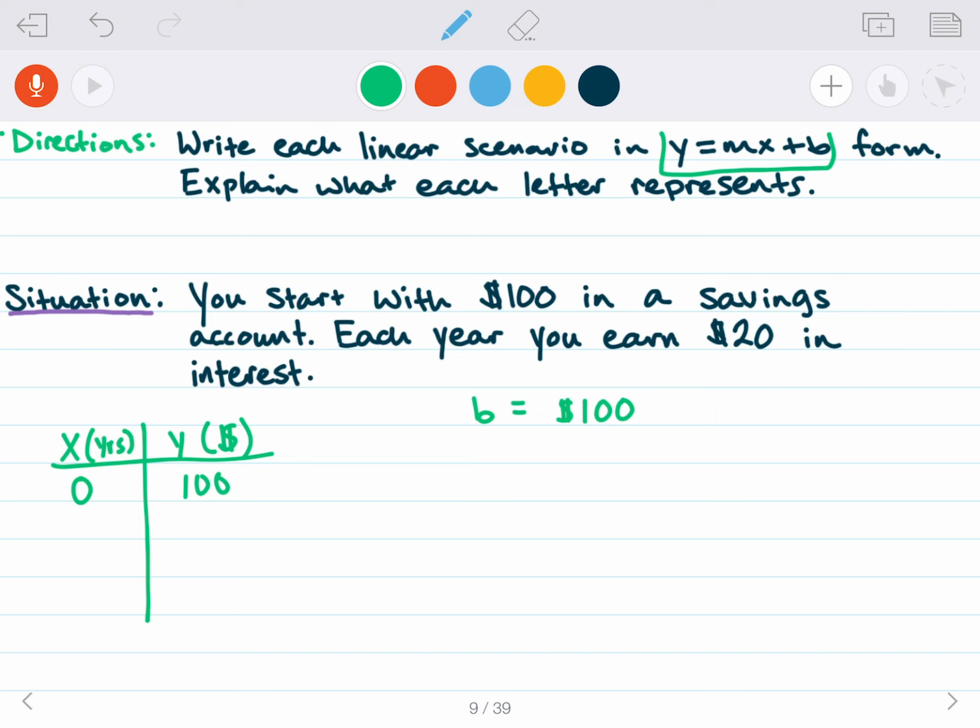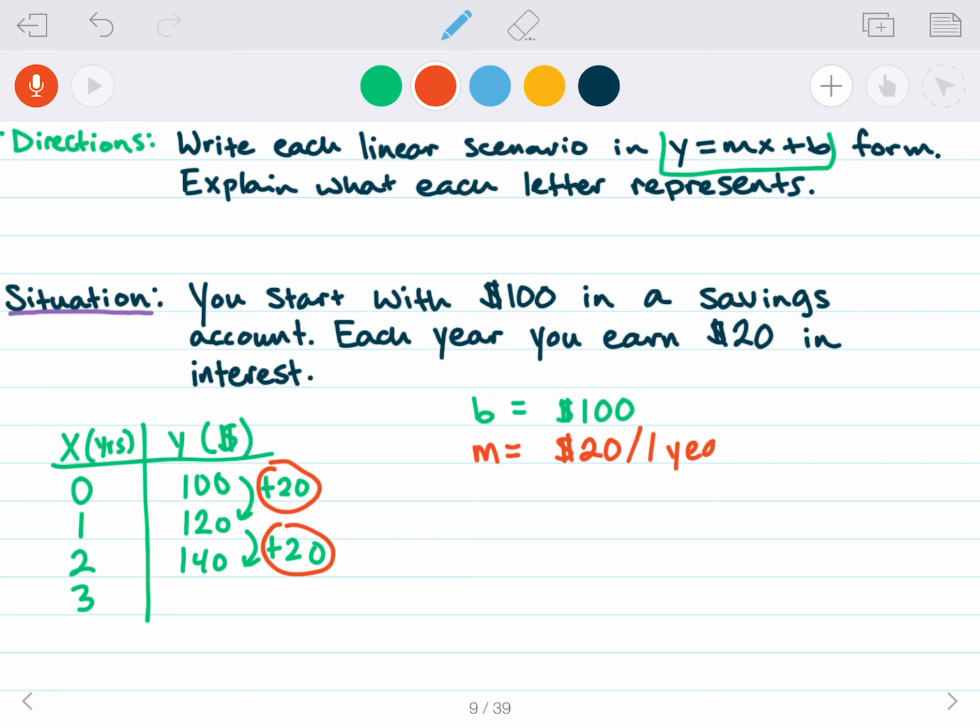Now, when year 1 comes, we have 120, right? So this is how much we have with the $20 in interest. In year 2, we have 140, etc., etc. So our m, our rate of change, is this set amount that we're adding, which is 20. So how much are we changing from year to year? We're changing by $20. So m is going to be $20 per 1 year. Okay? Does that make sense to you guys? So m is going to be the amount that we're changing for every year. And I want to include that 1 year in the denominator because these are the units, dollars per year for the slope.